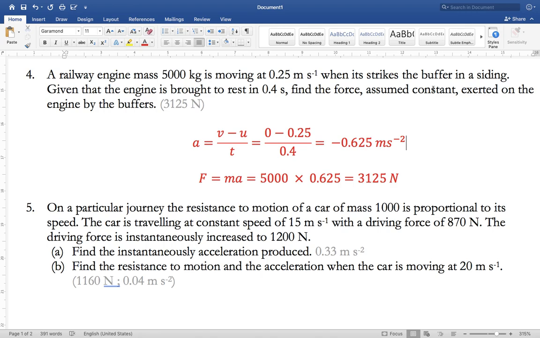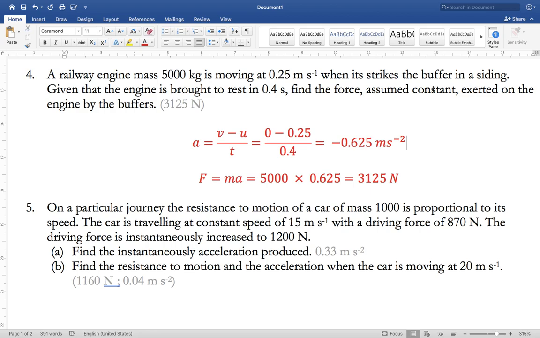Okay, number five. On a particular journey, the resistance to motion of a car of mass 1000 kilograms is proportional to its speed. The car is traveling at a constant speed of 15 meter second minus 1 with a driving force of 870 Newton. The driving force is instantaneously increased to 1200 Newton. We have two questions.